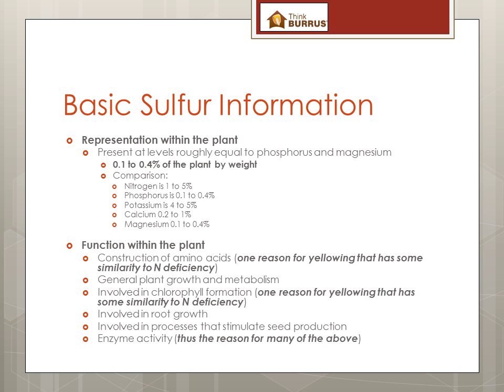Sulfur is important for general plant growth and metabolism. We'll get back to that here in a second. And it's also involved in chlorophyll formation. Here again, nitrogen is too, and because it influences chlorophyll, that explains some of the yellowing. It's involved in root growth, it's involved in the processes that stimulate seed production, but it also is involved in enzyme activity. A lot of the enzymes in the plant actually have sulfur as a component of them, and that's the reason you see it influencing many of these things listed above.